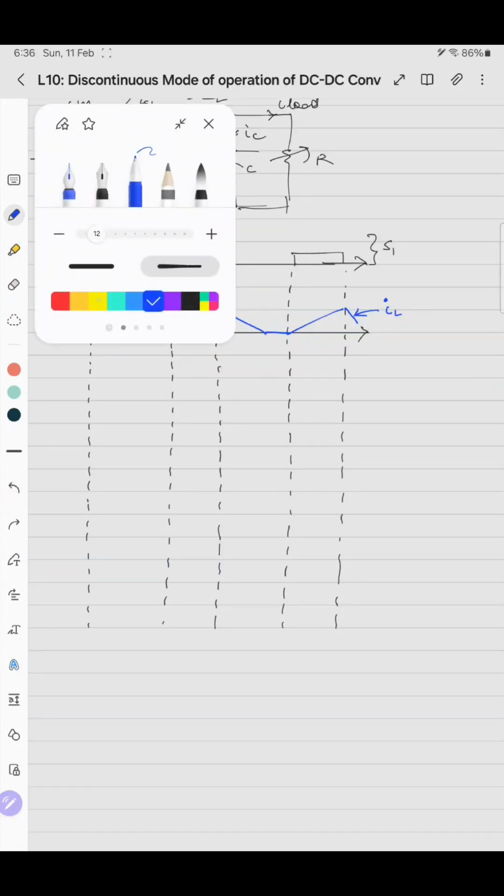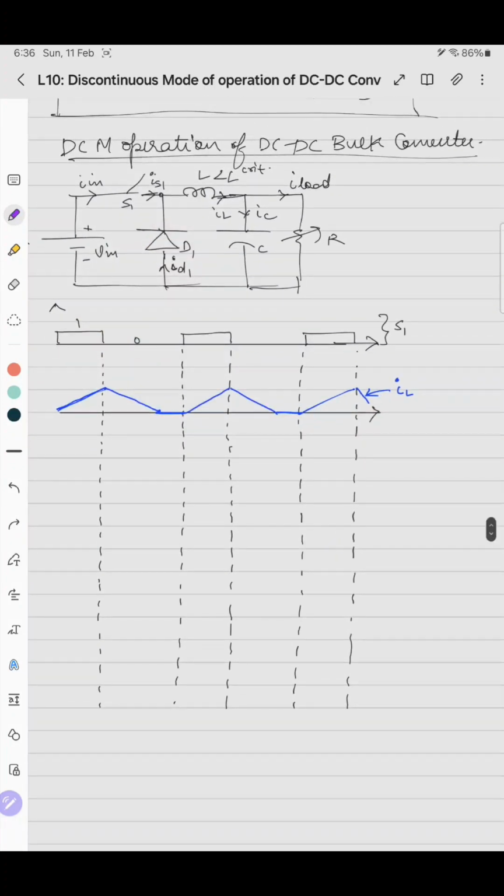Now drawing the inductor voltage. When the switch is on, the voltage across the inductor is Vin minus V naught, which is positive. So it will be like this: Vin minus V naught, same Vin minus V naught. When the switch is off, that is during this time, the diode is on and the voltage across the inductor is minus V naught.